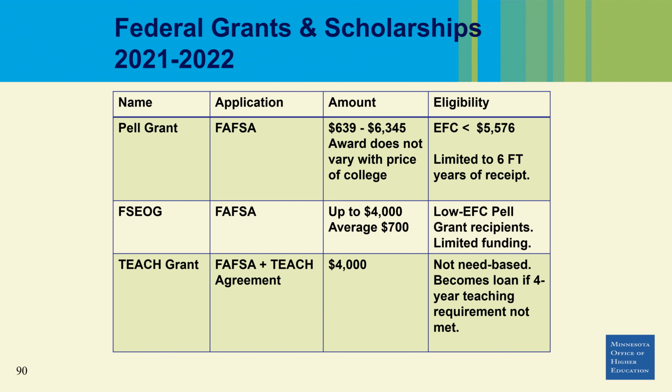The Supplemental Grant goes to the highest need students. That is a limited amount of money that each college receives each year. So if you have a low income, you're going to want to submit your FAFSA early. And then the Teach Grant is specifically for our students going into the education field.